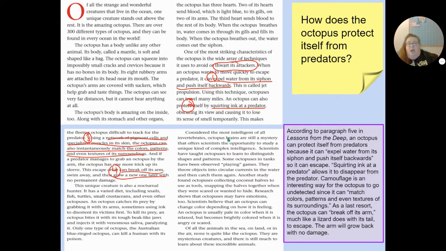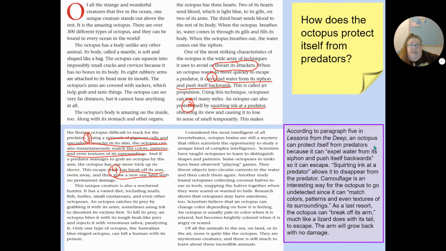All right, so what does all this mean? How do I begin to answer this question? Well, I've already marked up the text with where the answer was in the text. So now I'm going to reflect on the question again. How does the octopus protect itself from predators? I've got 4 ways. So I write according to the paragraph 4 in Lessons from the Deep.